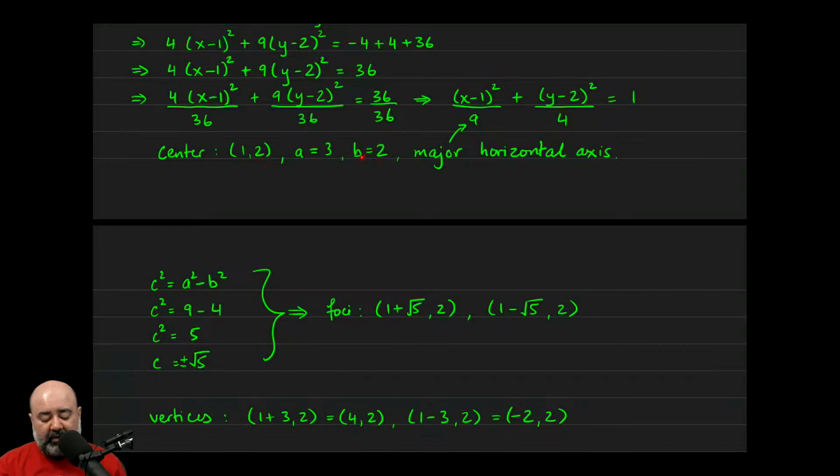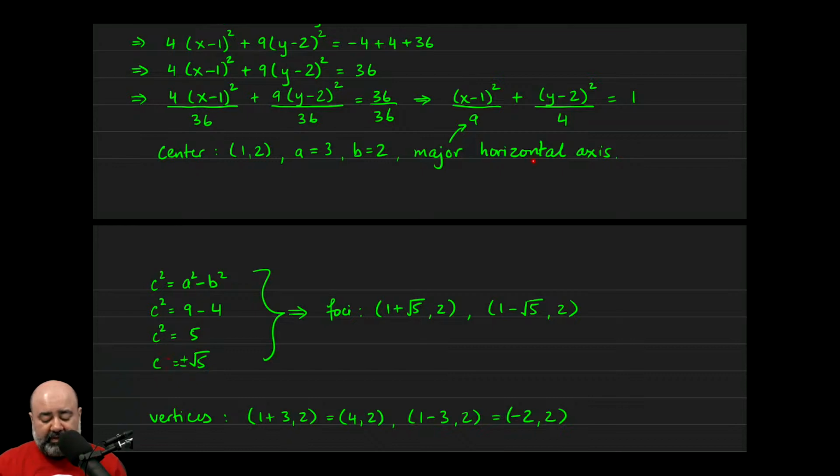Now from here, we can figure out what c is. Remember, c is the distance between the focal point and the center. So we use the formula c squared equals a squared minus b squared. We can replace a squared with 9, b squared with 4. 9 minus 4, that's simple, 5. Square root property gives us c equals plus or minus the square root of 5.